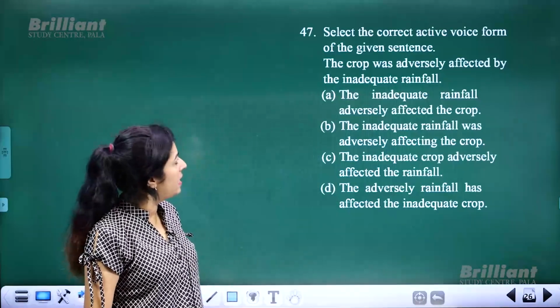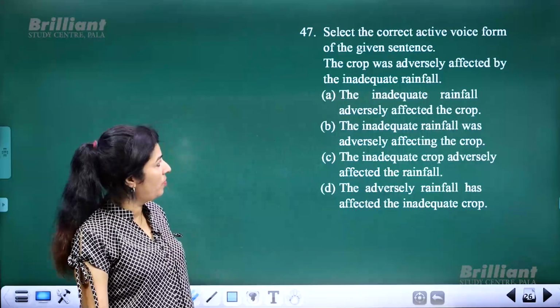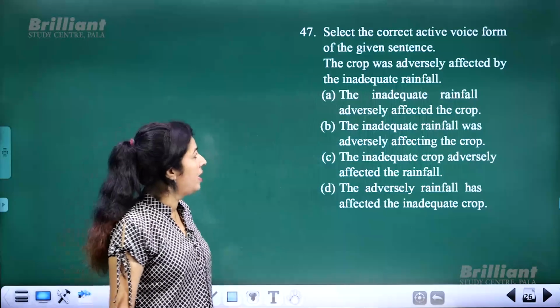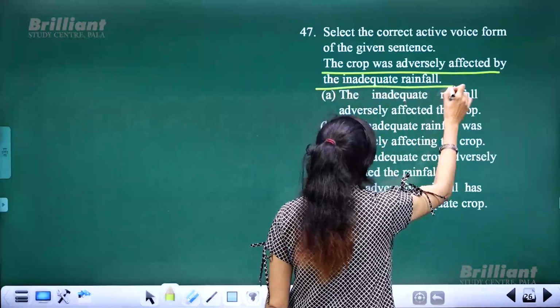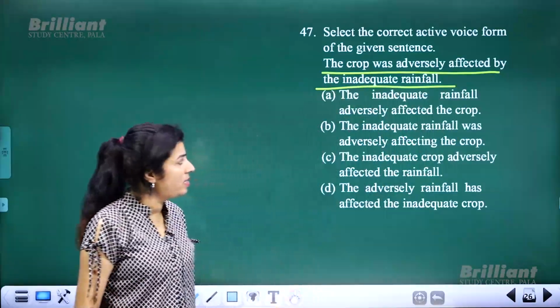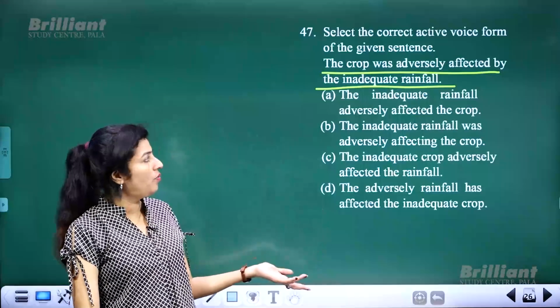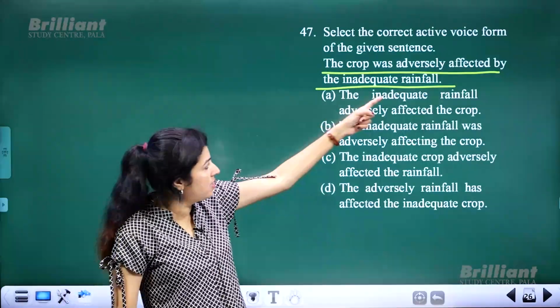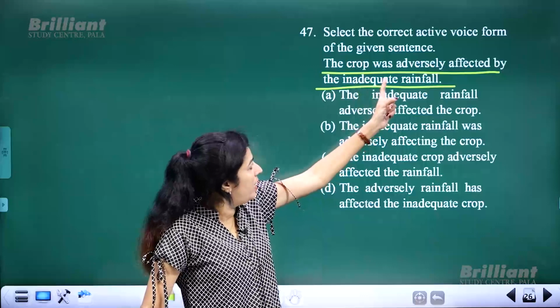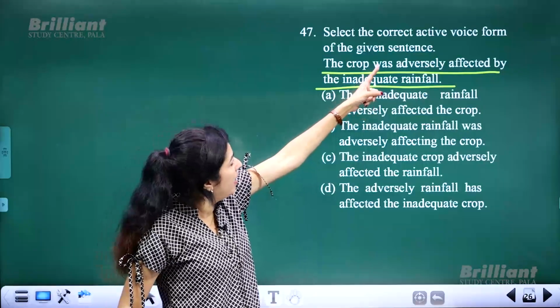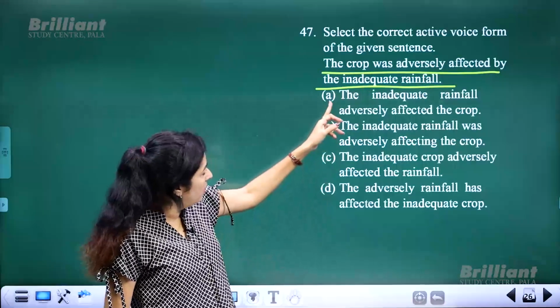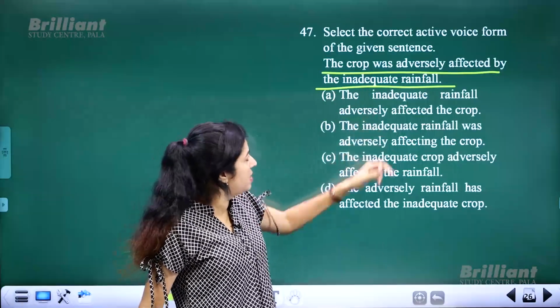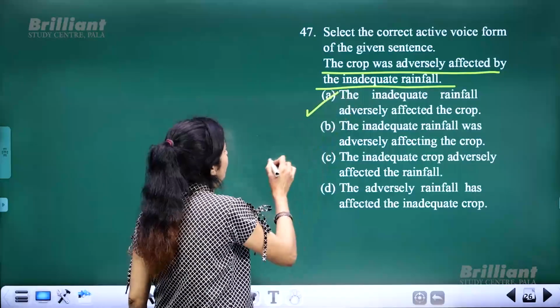Next is select the correct active voice form of the given sentence. Okay. So which sentence? The crop was adversely affected by the inadequate rainfall. So how will you convert it into active voice? Start with this. The inadequate rainfall adversely affected the crop. Do we have that option? The inadequate rainfall, see, the very first option is exactly what we require.